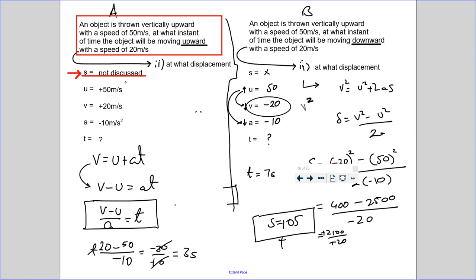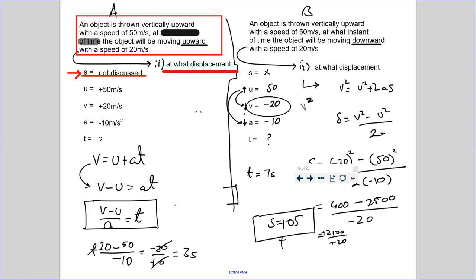But if in the same question someone asked us to find, instead of at what instant, at what displacement, for the second part of this question. Now the question is modified. Instead of no discussion of displacement, this data has a discussion of displacement but no discussion of time.